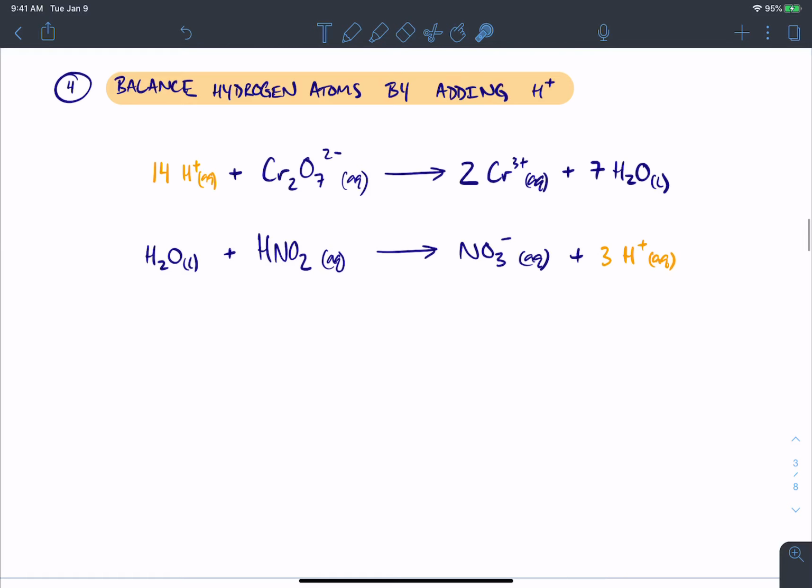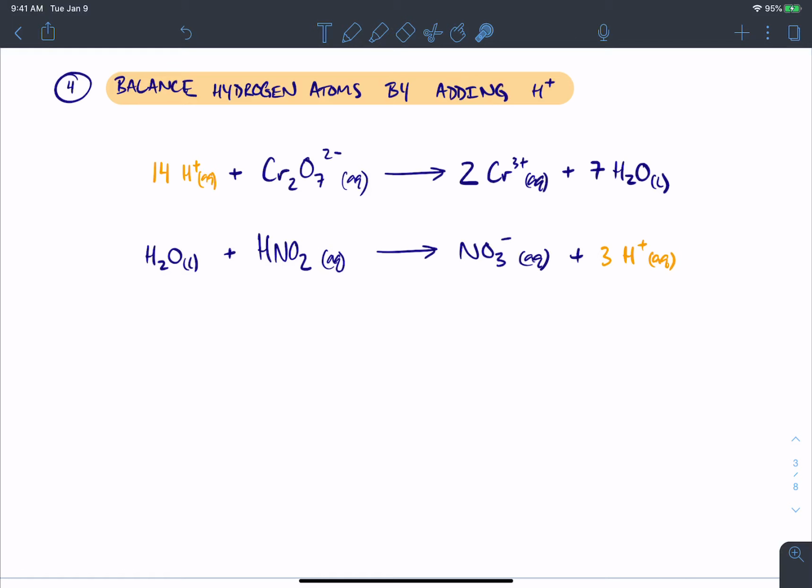We're going to balance hydrogen atoms by adding H+ ions. Again, this is happening in acidic media, so we have a bunch of water molecules. We also have an abundance of hydrogen ions because it's acidic. So we're going to add in enough hydrogen ions to balance out the hydrogens on both sides. In this chromium half reaction, I introduced 7 water molecules. 7 times 2 is 14 hydrogens. So I have 14 hydrogens on the product side. I need 14 hydrogens on the reactant side. So I add 14 hydrogen ions here.